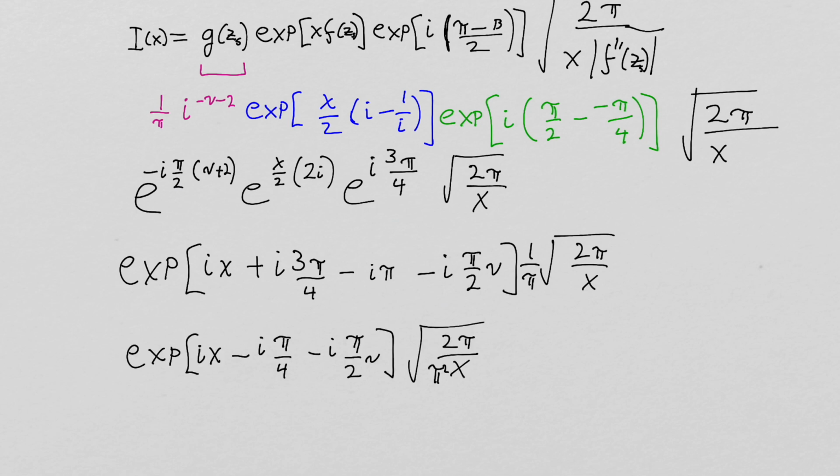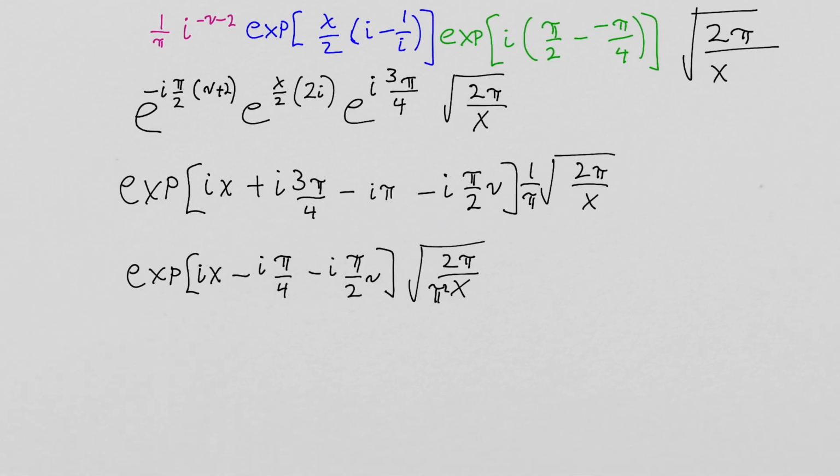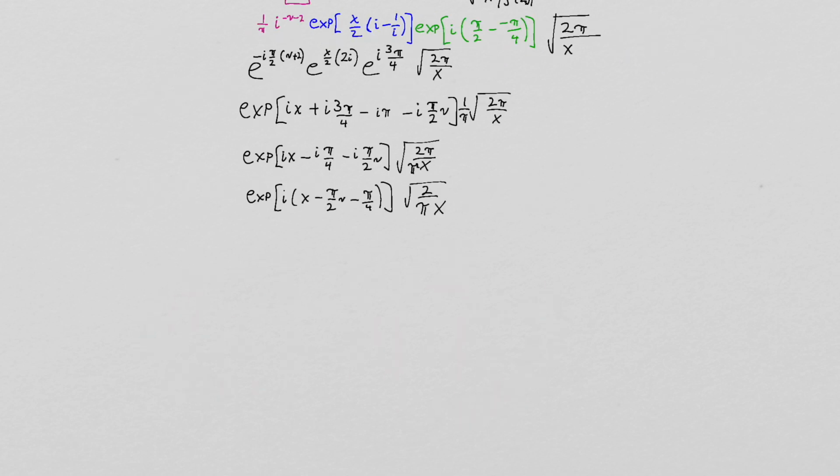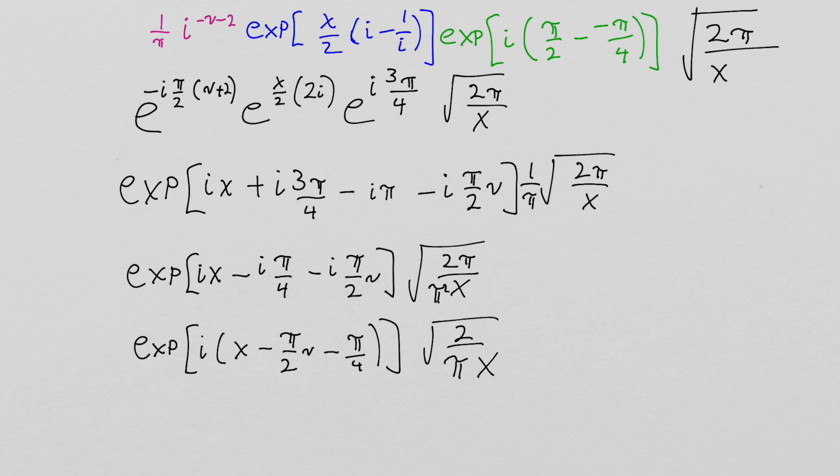All right, so then the next step is just squeezing these things together a little bit, combining the 3 pi over 4 with the minus i pi. You get minus i pi over 4, you get minus i pi over 2. You put in the pi squared down below, and then you end up with this guy here. And I'm pretty sure that is it. So this is the answer, right?